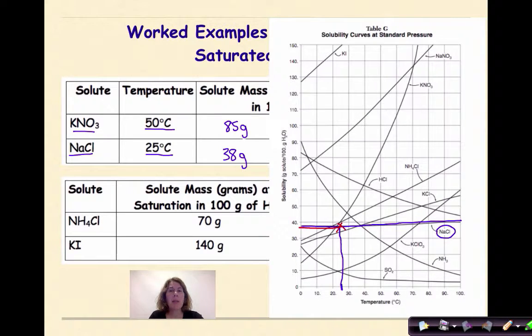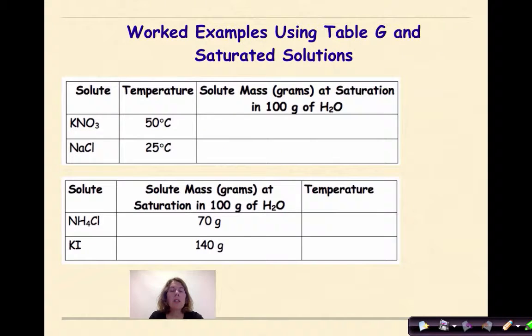Now let's look at some examples where we're given the mass, but we're trying to figure out the temperature. In these situations, the solute mass is given in grams, and we're looking at the saturation point in 100 grams of water. So again, we're looking at the mass of a particular compound. We're going to go across until it hits the line, and then we're going to go down and look at the temperature. So the first one that we're going to look at is ammonium chloride.